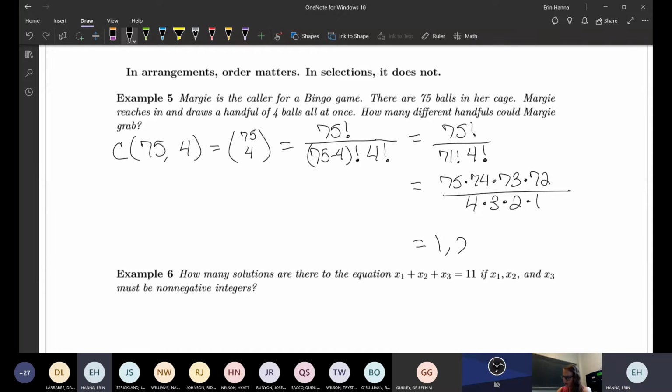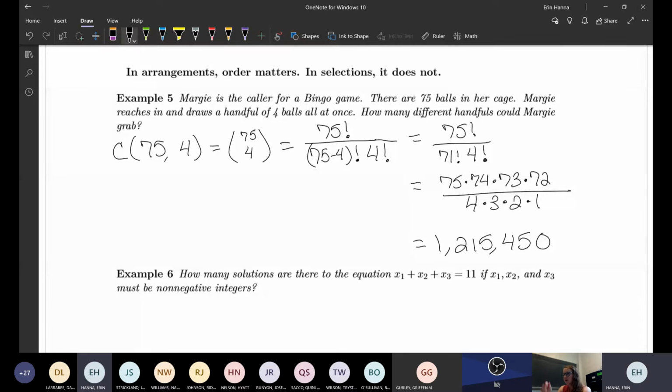This results in 1,215,450. So just taking the total of 75 balls, reaching in, grabbing 4 at once, there are over 1 million different ways she could grab those 4 balls out.